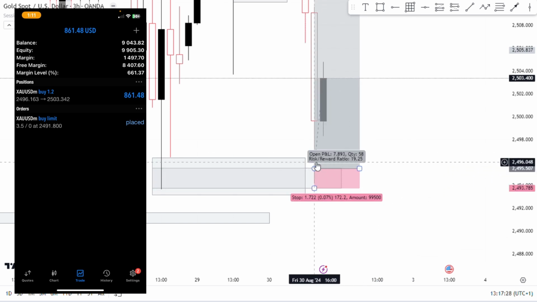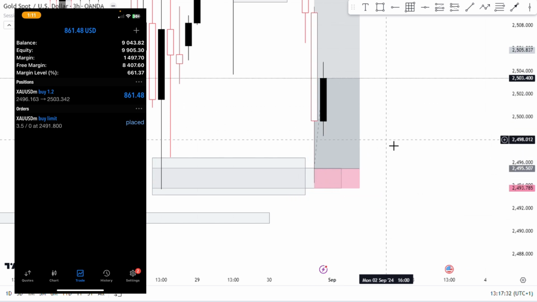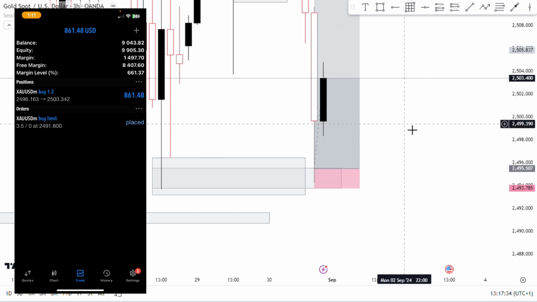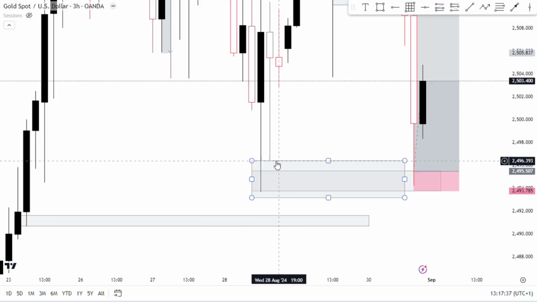So you have to add spread to your entry if you are buying the market, and if you are selling the market, there's no need to add spread to your entry, just add it to your stop loss. So another price is coming all the way back to this particular low right here. So I moved down to a lower time frame.